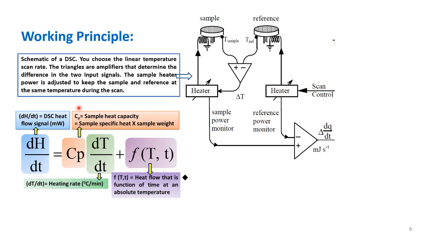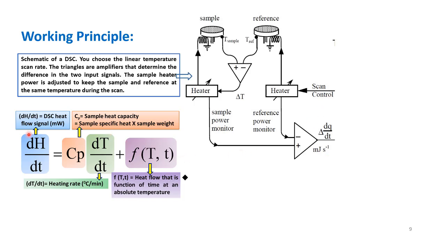So here again, we have two heaters, and the temperature of the sample and reference is taken, and the difference in the temperature is basically taken, and then we can get the heat flow rate per unit time, which we can calculate from the DSC.